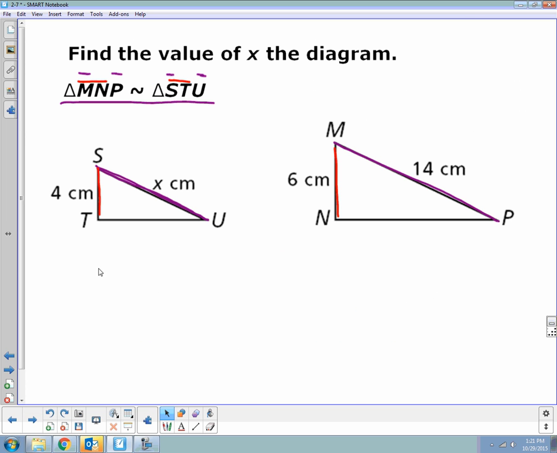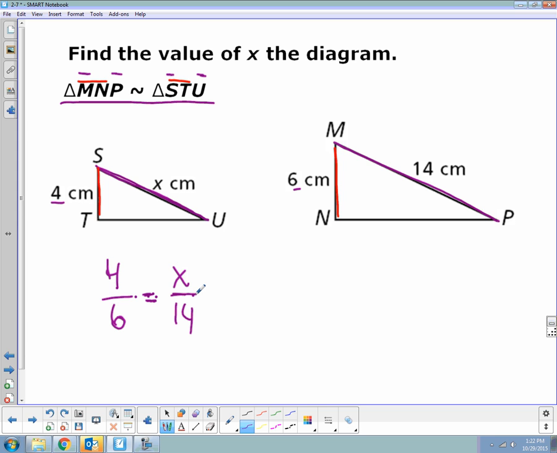I can say that 4 matches with 6, which means that if 4 and 6 are proportional, they have to have the same proportion, an equal proportion, as x and 14.